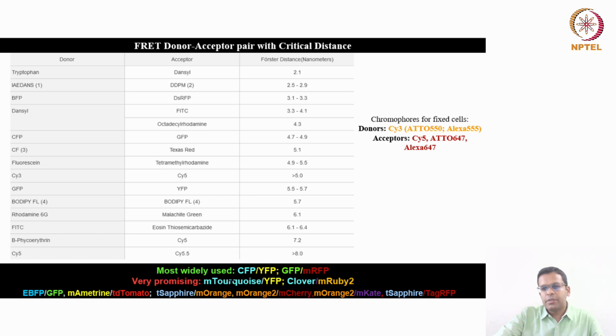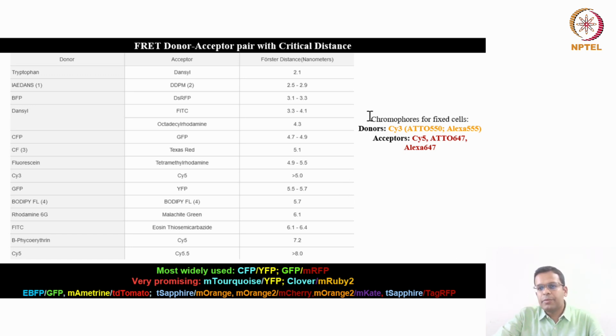Most widely used pairs are CFP-YFP and GFP-mRFP. Very promising pairs are mTurquoise-YFP, Clover-mRuby. And some other pairs are also very promising, like EBFP-GFP, and several other pairs which are shown here.